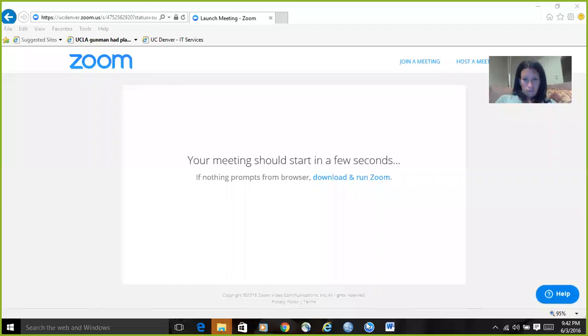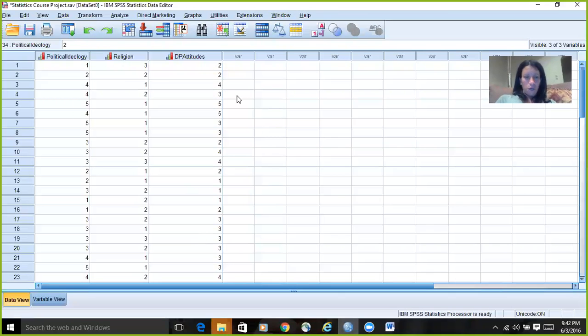So I'm going to share my screen now, and I am going to go through SPSS even though you're not required to do it, just so you can recall how to obtain the mean and standard deviation, and then we'll go through the z-score calculation. Okay, so first, we're going to do the dependent variable.